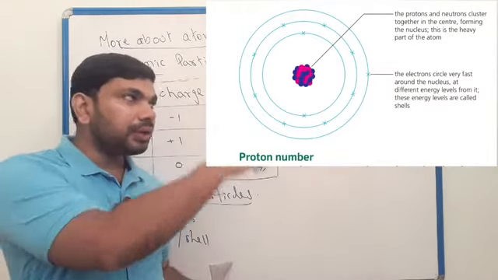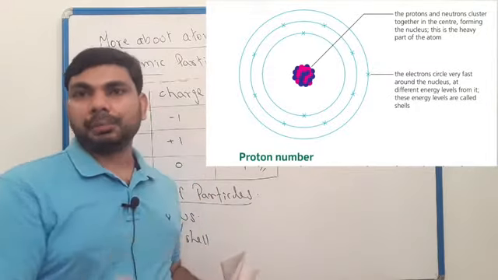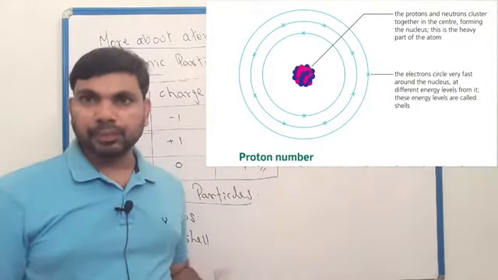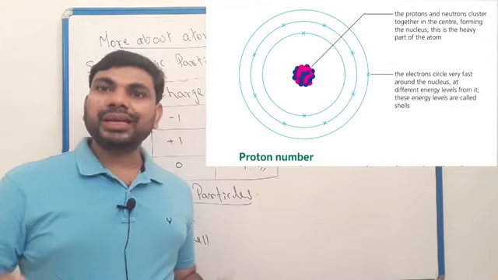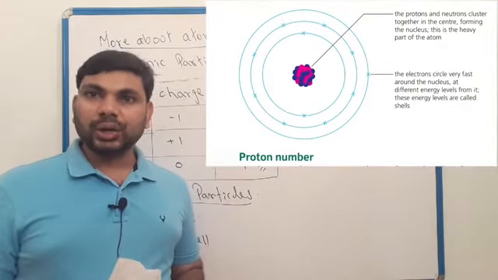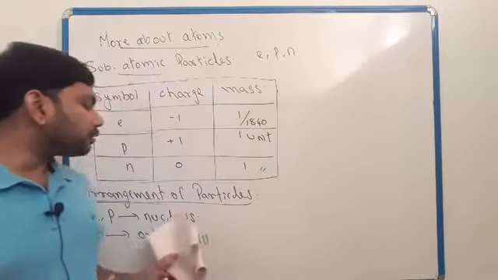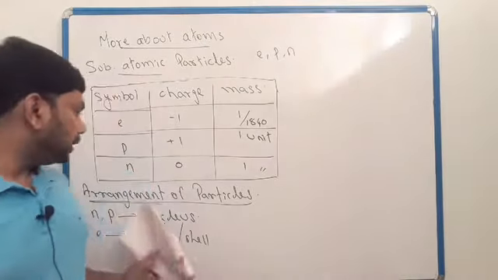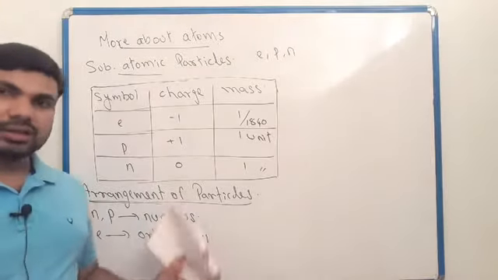Electrons are revolving through this circular path, the orbit or shell. So electrons are found in orbit. Okay, and neutrons and protons are found in the nucleus. These are the arrangement of particles.